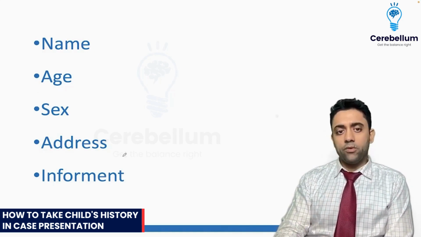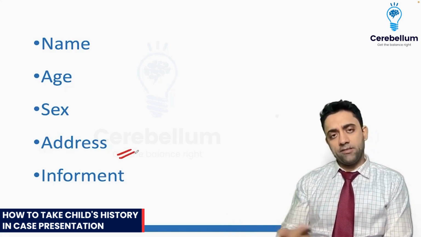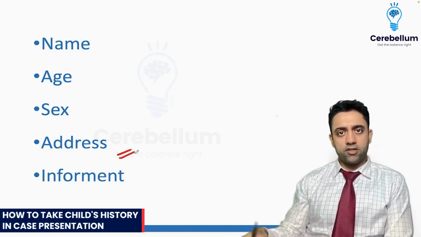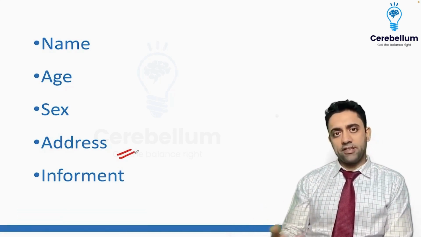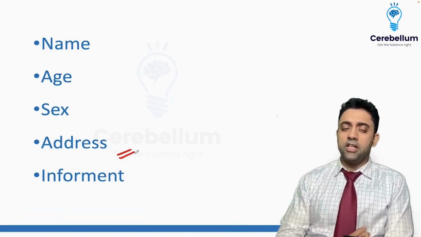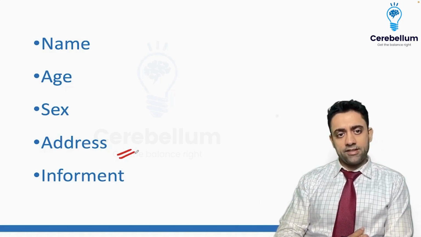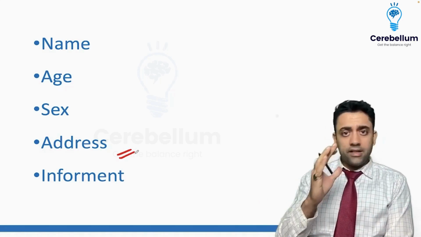Please remember, here we don't take occupation. If it was a medicine patient, name, age, sex, occupation, address, of course I would have taken occupation. In that case I would have taken it. For pediatrics, of course, with children, you don't take occupation. So name, age, sex, address, and the informant, right? Let's go one by one.